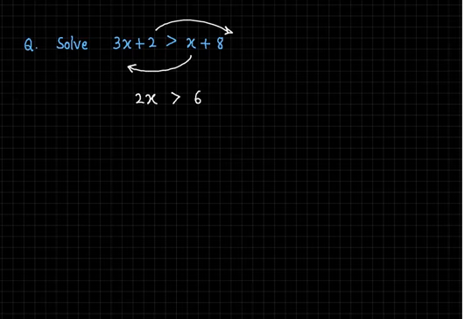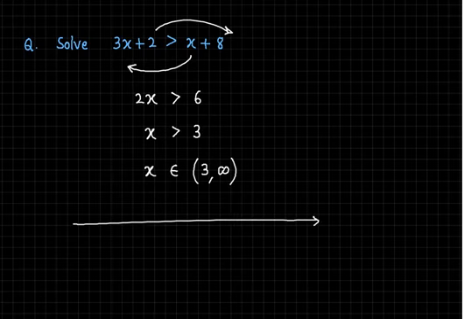Now dividing both sides by 2, and 2 is a positive number, so therefore the inequality will be retained and we will get x is greater than 3. Now this can be written as x belongs to the interval 3 to infinity. That is, it can have any value greater than 3 up to positive infinity.